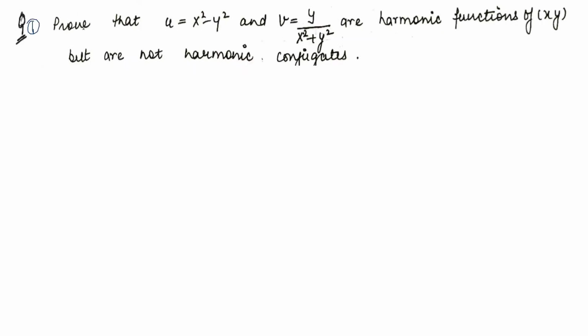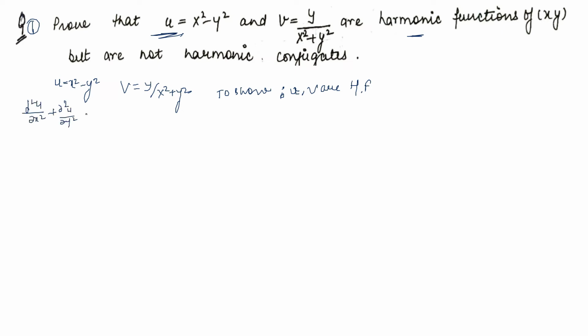Now see what is given in question number 1. Prove that u equals x square minus y square, and v equals y upon x square plus y square are harmonic functions. So the first part is we have to show that u and v are harmonic functions. For that we have to satisfy the Laplace equation. That means we have to show del 2u upon del x square plus del 2u upon del y square equals 0, and second, del 2v upon del x square plus del 2v upon del y square equals 0. We have to show this.